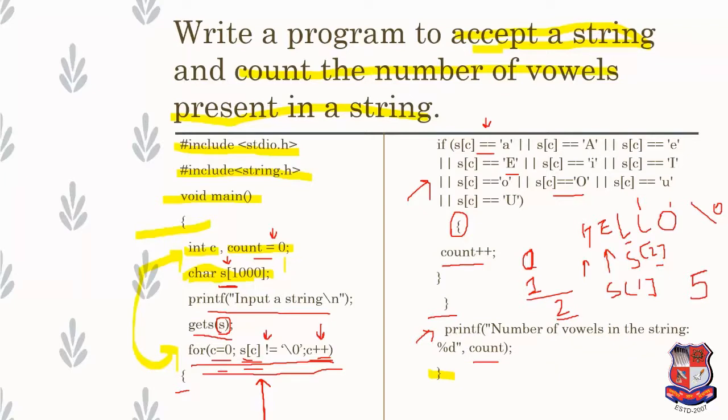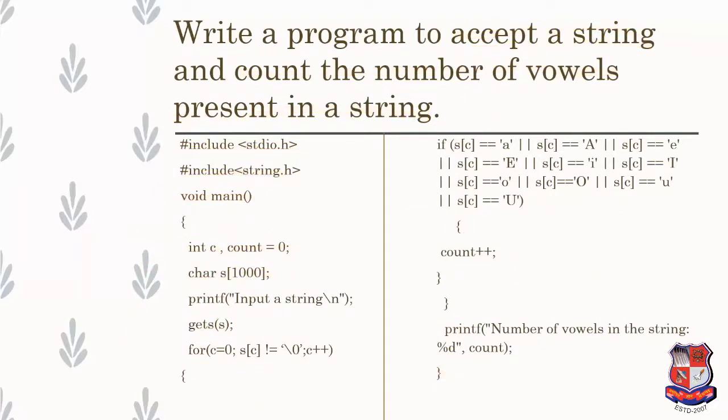So that is the simplest logic in which you can count the number of vowels. Don't forget that indices start from s of 0 to s of whatever the size is, and after that a null character is added. Suppose my string is hello, then s of 0 to s of 4 is occupied by hello. s of 5 is my null character. Just remember that.